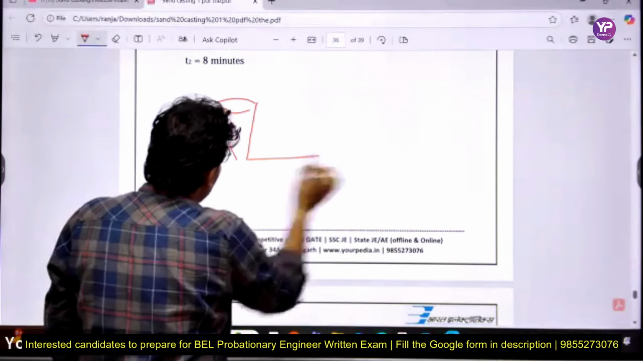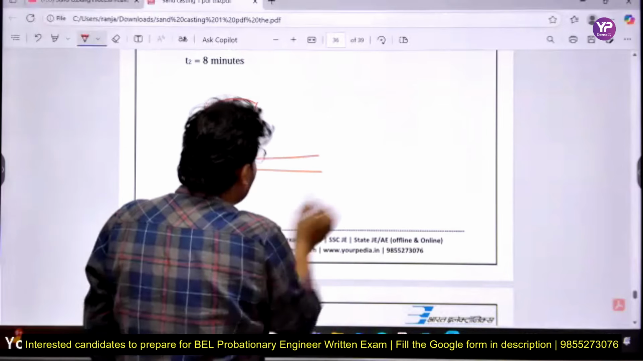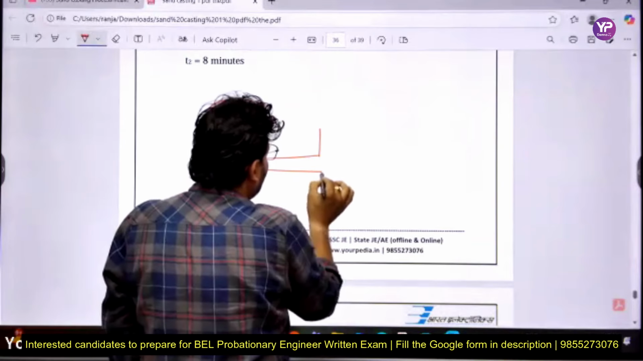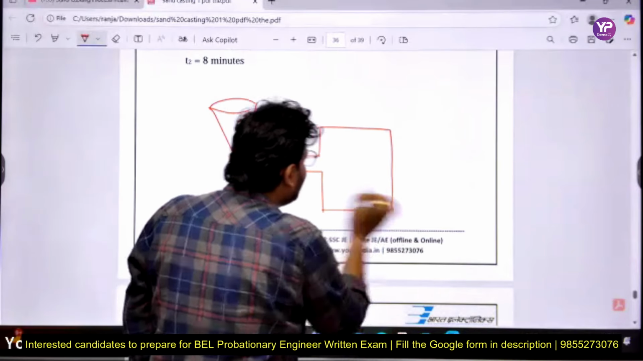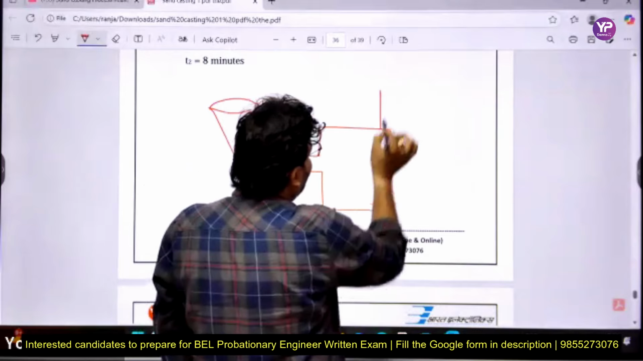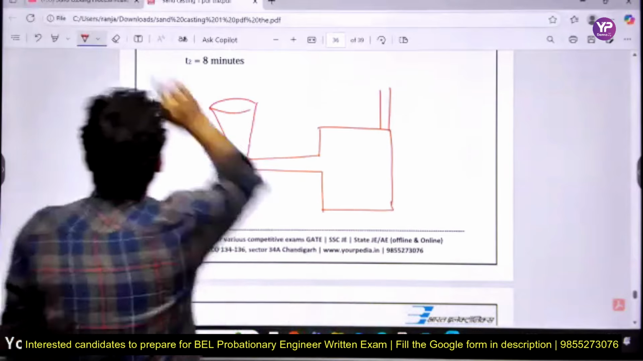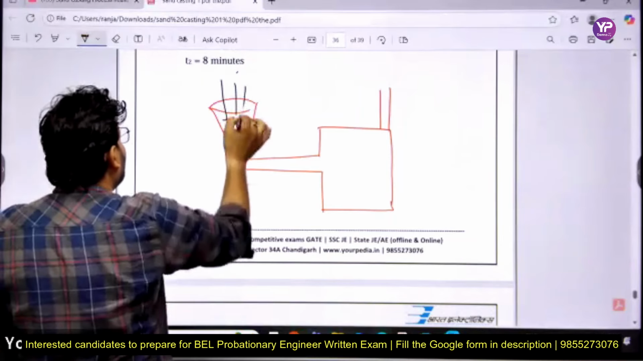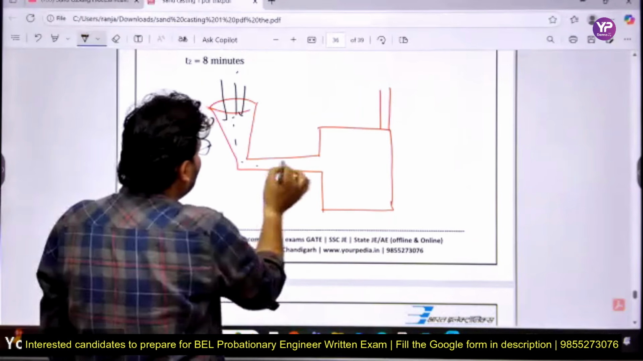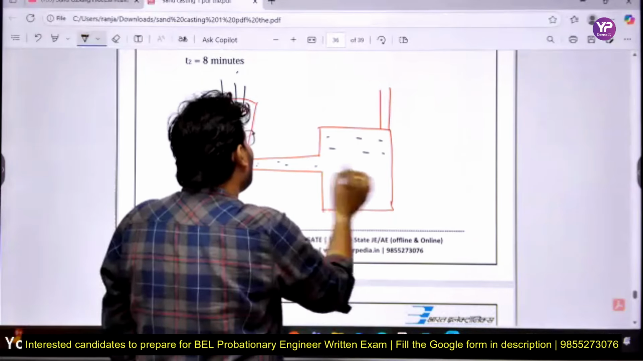From there it will be connected to the runner, and from the runner there will be the cavity. This is the cavity where you get the product, and there will be the riser, and from here you pour the molten metal. The molten metal comes through and fills that cavity.